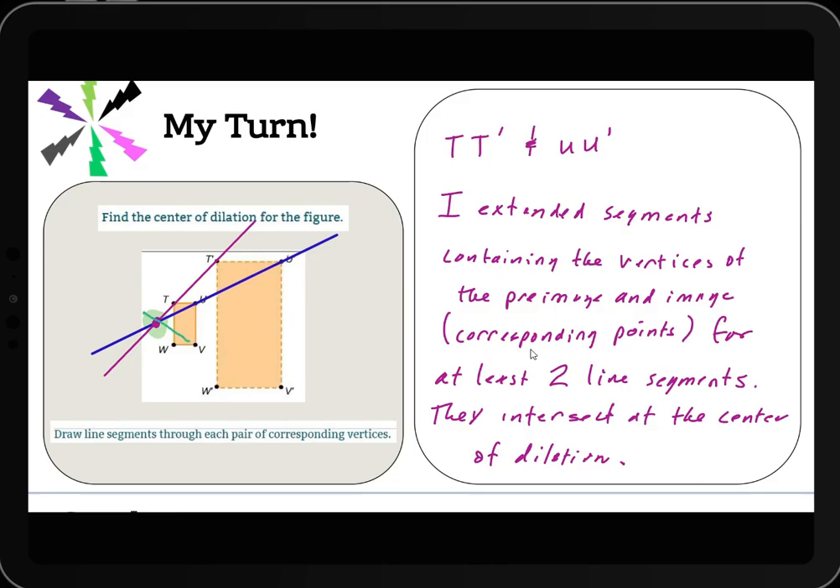You know, you go V to V prime right there, and you can go W to W prime right there. I didn't straighten those out, but I'm just showing you that if I straighten them out, they would absolutely intersect at that exact same location as well.